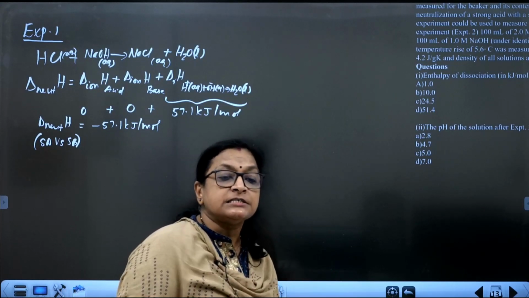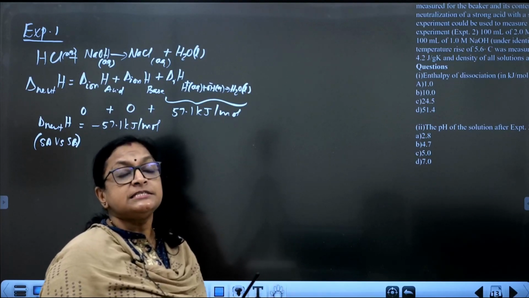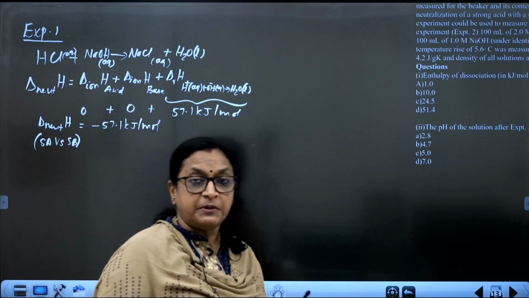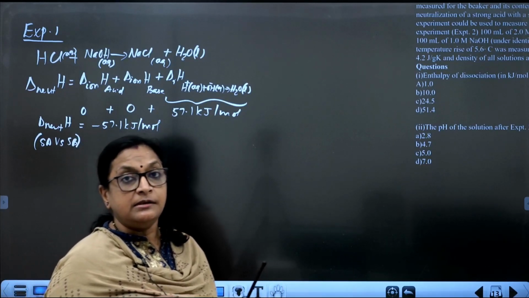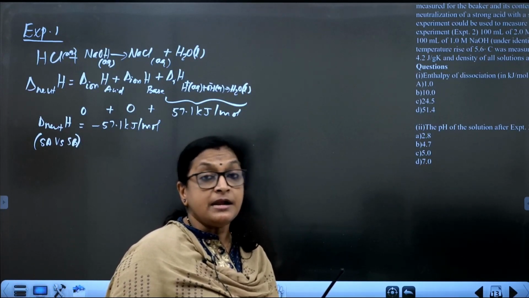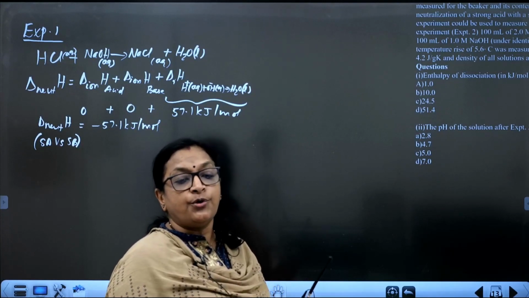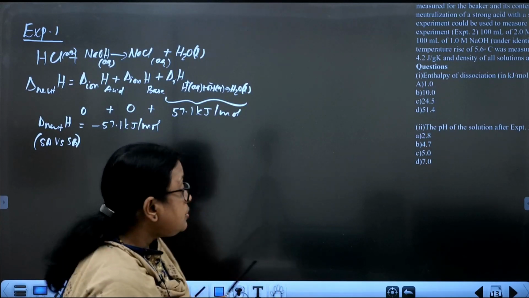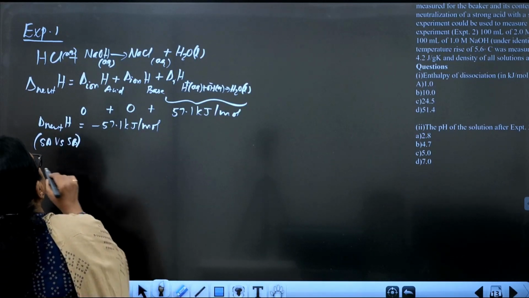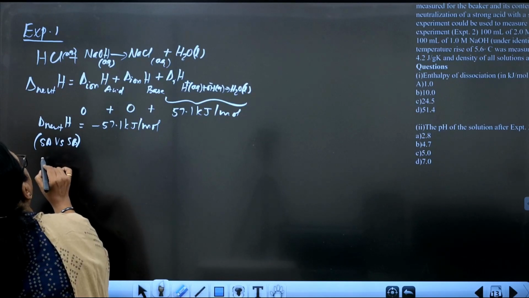And this data is given to you, and it is said that in this particular experiment, 100 ml 1 molar HCl is mixed with 100 ml 1 molar NaOH in a calorimeter. So let us see, HCl 100 ml 1 molar.